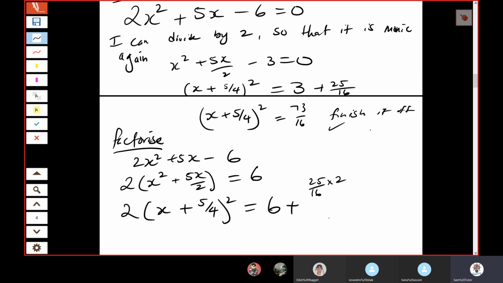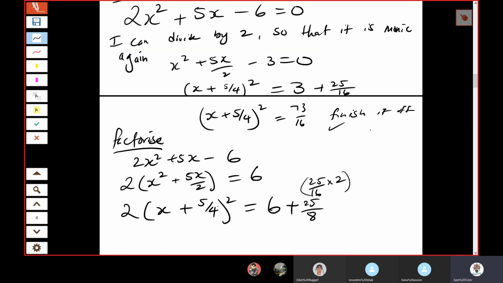And then the rest is going to be easy, but that a lot of students don't do. So do we understand that bit, Sandra? 25 on 8. Yeah. That's really important to remember. If it's non-monic, you have to just factorize.